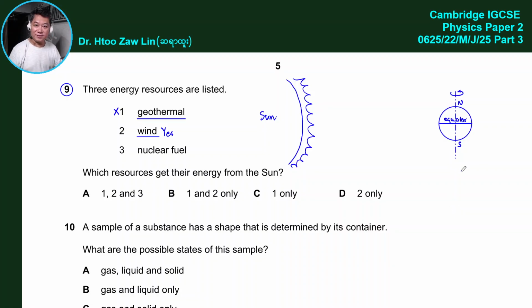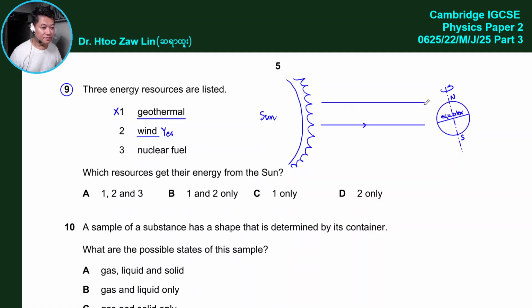So our earth tilts a little bit toward the sun this way. Because of this position, the equator gets more solar energy than the poles. Okay. So the air above the equator is hotter than the other regions.